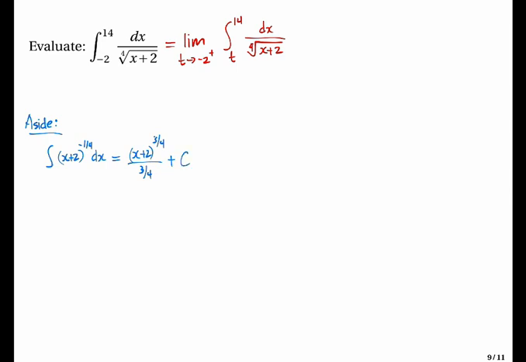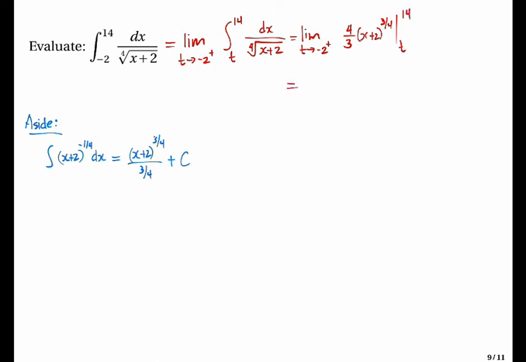Which means this guy here is now the limit as t approaches negative 2 from the right. We now have the integral. We use this antiderivative here, and let us write this as 4/3 quantity x plus 2 raised to 3/4. And then we evaluate this from t up to 14.